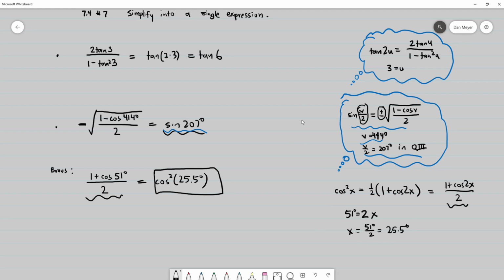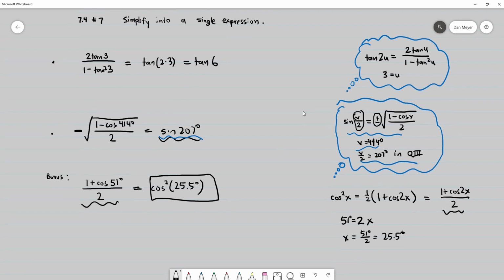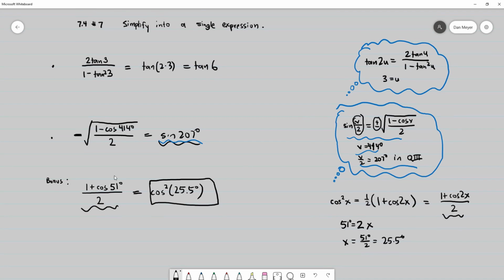So like I said earlier, we want to be able to recognize when we're looking at a right-hand side of one of our angle addition or double angle or half angle identities or formulas.